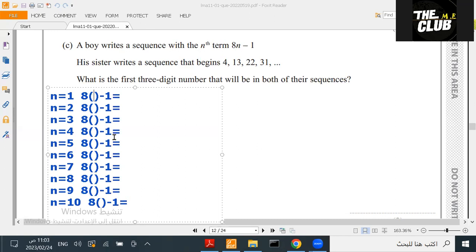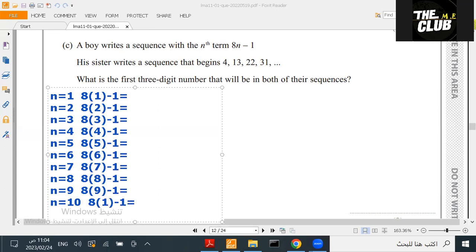Now I'm going to put the numbers here: 1, here 2, here 3, here 4, and 5, here 6, here 7, here 8, here 9. Maybe we won't reach them, but we will write them. Okay, we understood the idea. The first sequence is 8n minus 1. We put it here in place of n and put these numbers, the order of the sequence, as we understood before.